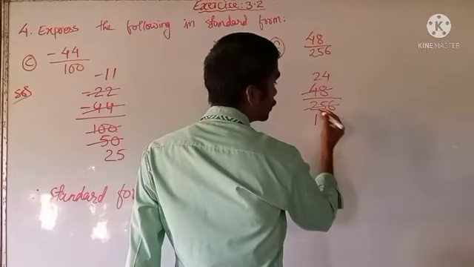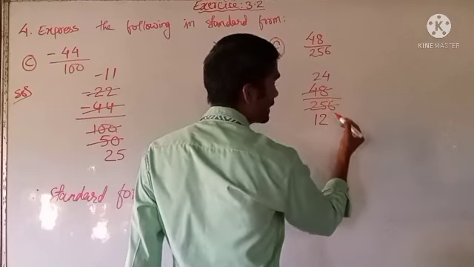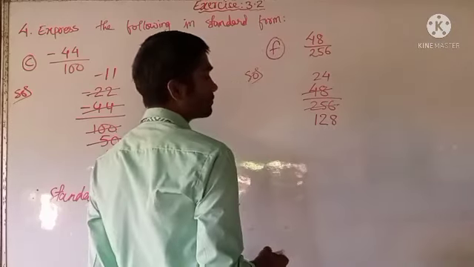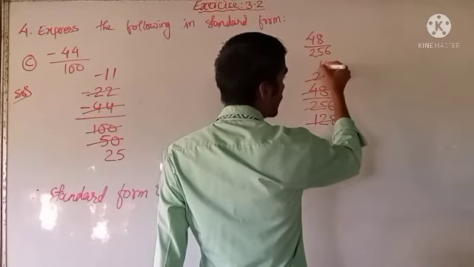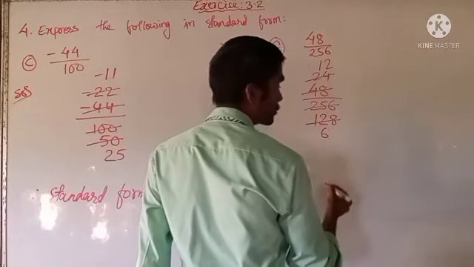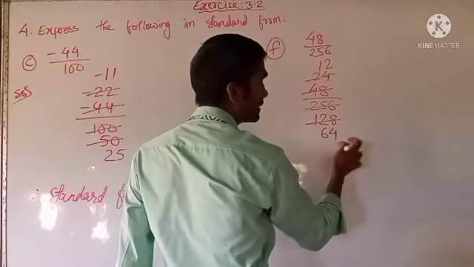So 2 ones are 2, 2 twos are 4, 5 minus 4 is 1, that 1 is carried to the next number, it becomes 16. So 2 8s are 16. Now again it is divisible by 2, so we'll divide it by 2. So 2 ones are 2, 2 twos are 4. Now again 2 6s are 12, 2 4s are 8. So we got here 12 and 64.